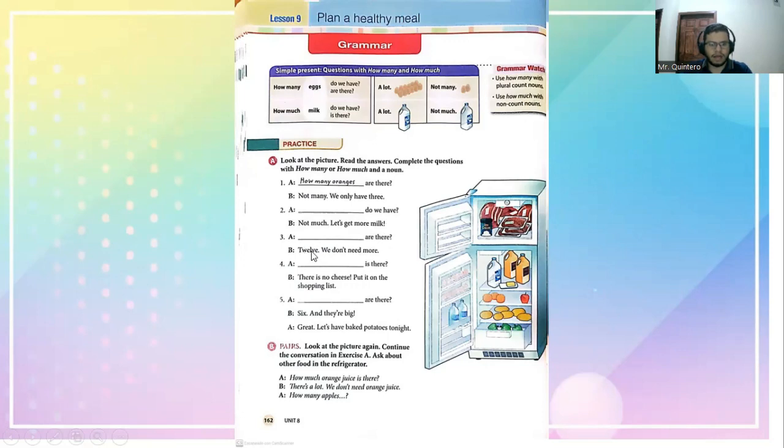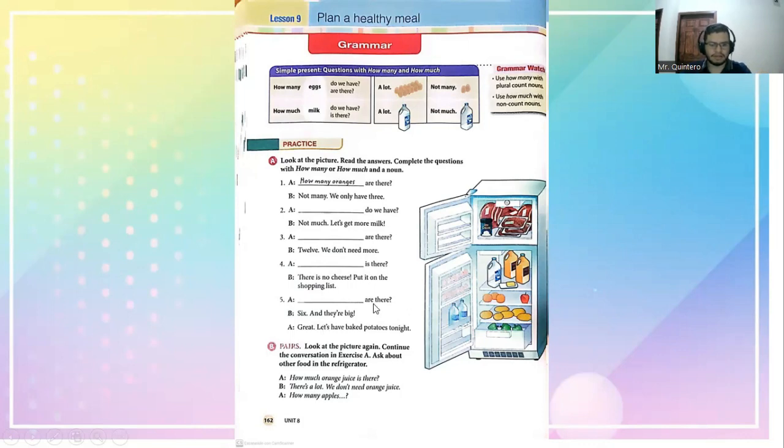What else? 12. We don't need more. ¿Qué tenemos? 12. Contemos qué es lo que hay, 12. Y entonces, si son 12 huevos, entonces sería, how many eggs are there? 12. We don't need more. There is no cheese. Put it on the shopping list. Entonces sería, how much cheese is there? ¿Cuánto queso hay ahí? How much cheese is there? There is no cheese, no hay queso. Put it on the shopping list. Ponga esto en la lista de compras. Put it on the shopping list.